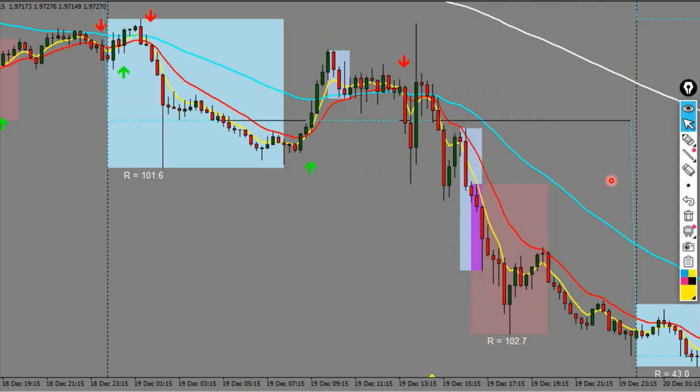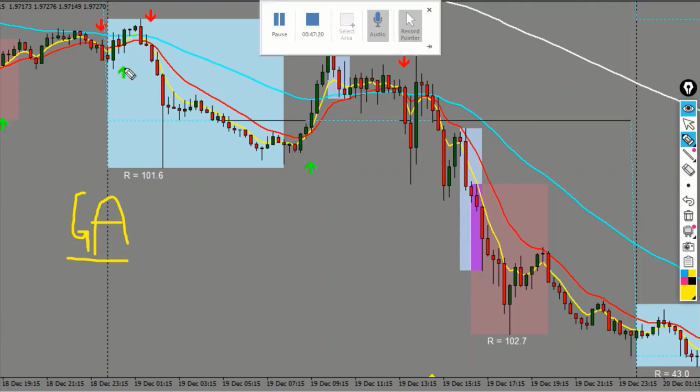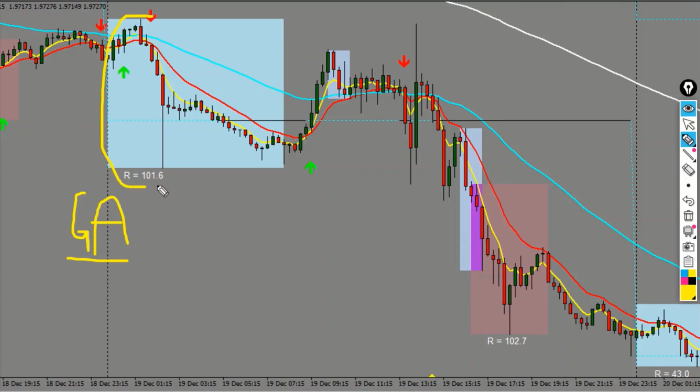What happened on this day was that early in Asia, we had a move. This was GBP AUD. We know that in Australia, they opened their market earlier, okay, during the Asian session. So expect GBP, AUD, EUR to move during the Asian session. We had this 100 pip move in here.